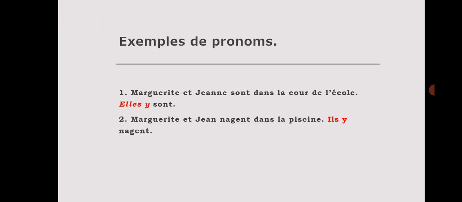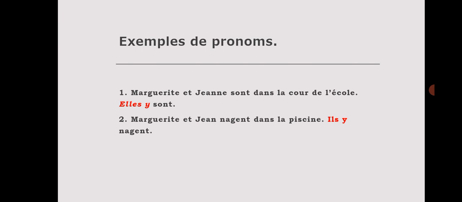Exemple de pronom. Marguerite et Jeanne sont dans la cour de l'école. Elles y sont. La pronominalisation de cette phrase nous donne elles y sont. Deuxième exemple, Marguerite et Jean nagent dans la piscine. La pronominalisation de cette phrase nous donne ils y nagent. Ils y nagent.